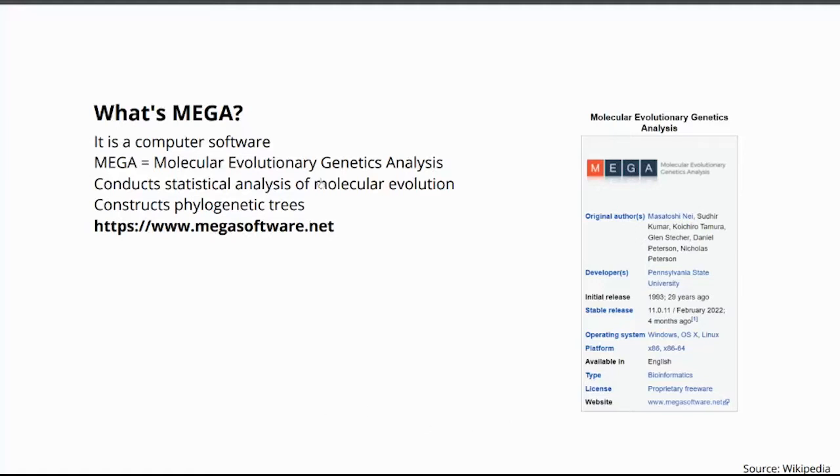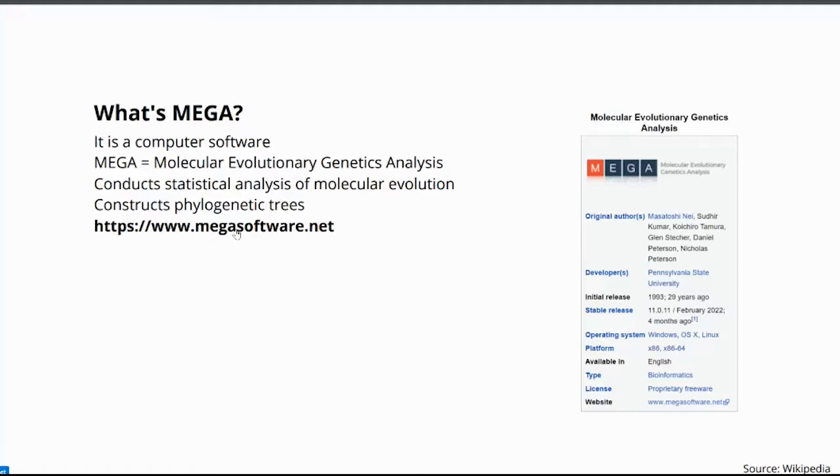This is the website of Mega Software, www.megasoftware.net. These are the original authors of the Mega Software. This software is being developed by Pennsylvania State University in the USA. It was initially released in the year 1993, almost 29 years ago, and presently the 11.0.11 version is available on the website. It is a freeware, proprietary freeware. You can use it for free. Therefore, I am teaching you Mega today.